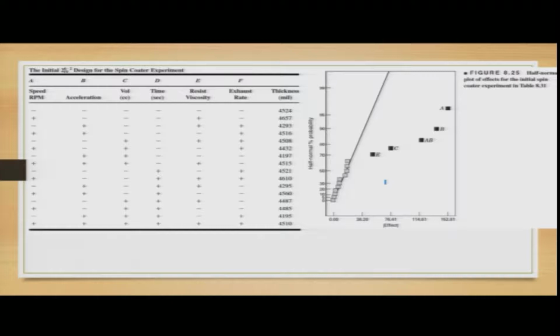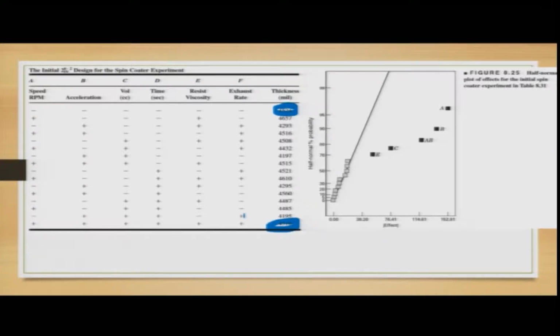So, the factors are speed, acceleration, volume in cc, time in seconds, the viscosity or resistance, and the exhaust rate, and the thickness in millimeters are given. Starting from, for example, the combination when they are at the lowest level, the value is 4524, and where the highest level, the value is 4510. I am only reading the first value and the last value.